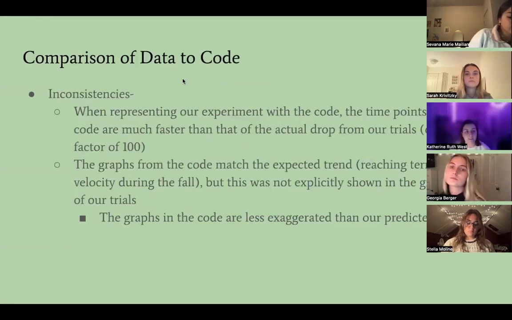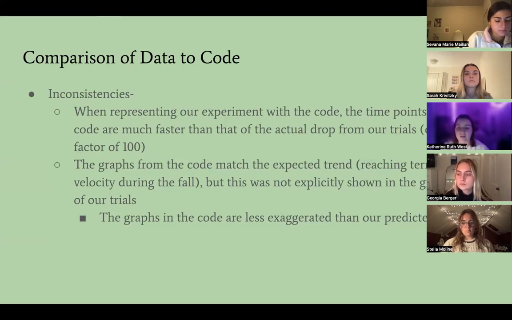After completing our experiment, we did compare our data to the code that we used to represent our experiment. There were some inconsistencies in this code when representing our experiment. The time points at which the code had the drop shown was much faster than the actual drop of the balloons in our trials. They were off by a scale factor of 100. The graphs from the code also did not match. Well, they matched the expected trend of the terminal velocity, but they were not explicitly shown on the graphs in our trials. So they weren't completely matched up, but showed the general idea. The graphs in the code were also less exaggerated than our predicted graphs.